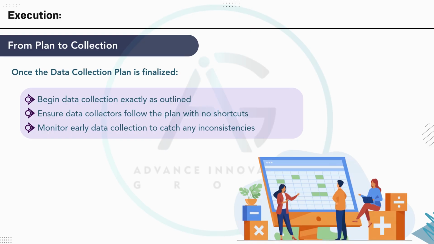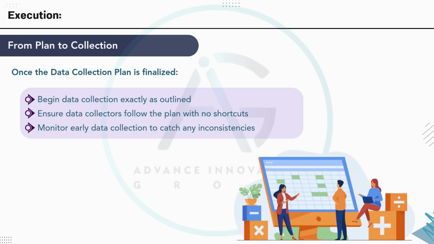Now that the data collection plan, DCP, has been finalized, it's time to move into the execution phase. This is where planning turns into action. There are 3 key steps to ensure successful execution. 1. Begin data collection exactly as outlined in the plan. This is crucial. Even small deviations can introduce inconsistencies that affect data reliability and future analysis.